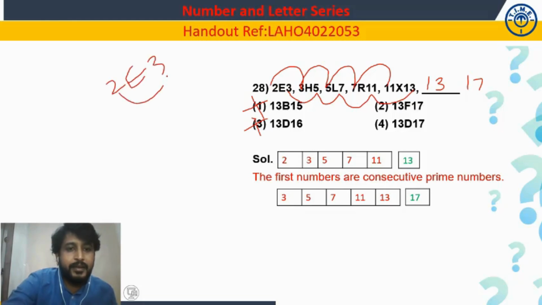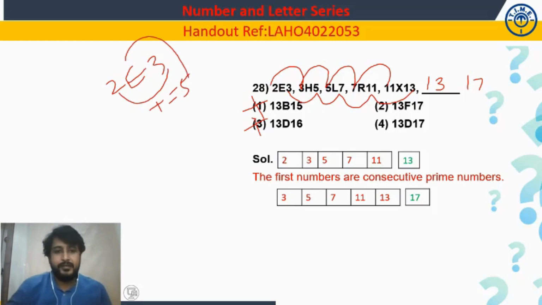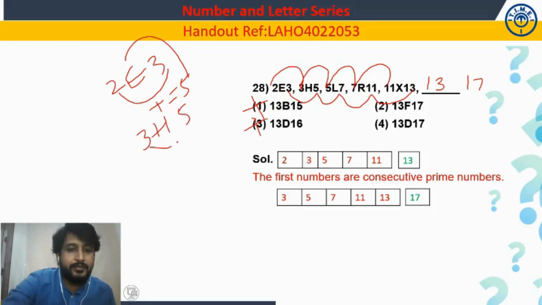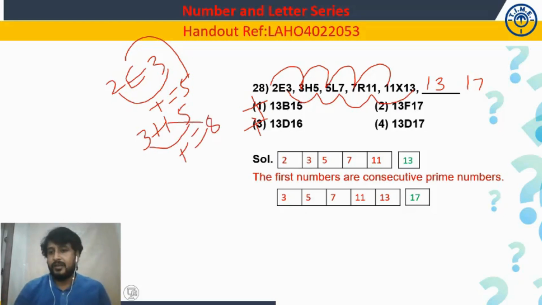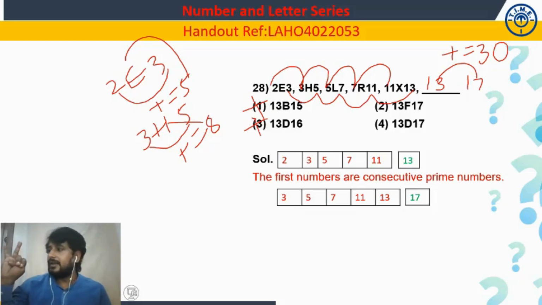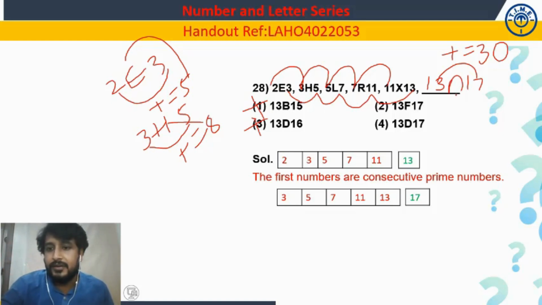2E3: 2 plus 3 is equal to 5, and E's place value is 5. Similarly, 3H5: 3 plus 5 is equal to 8, and H's place value is 8. Now 13 plus 17 is equal to how much? 30. So the 30th letter. 26 is Z, 27th is A, 28th is B, 29th is C, 30th one is D. So what should be my answer? 13D17. Choice 4.